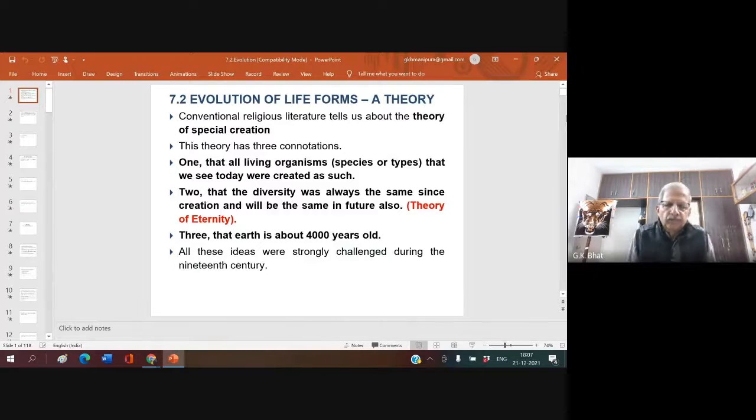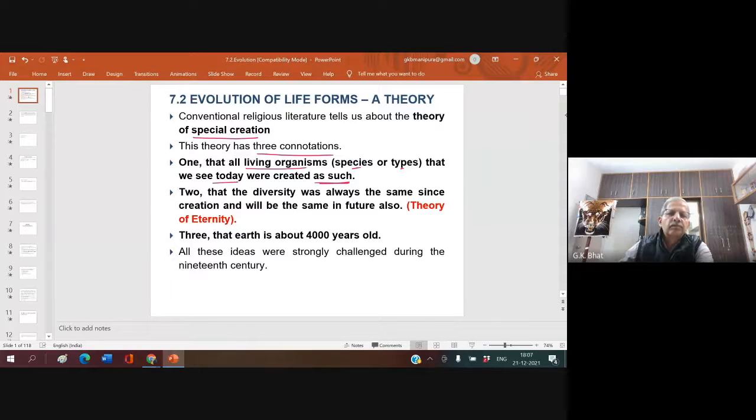Evolution of life forms. Conventional religious literature tells us about the theory of special creation. A lot of people believe that whatever you see today was created by God. That is what the theory of special creation says. This theory has three connotations. One, that all living organisms, species or types that we see today were created as such.